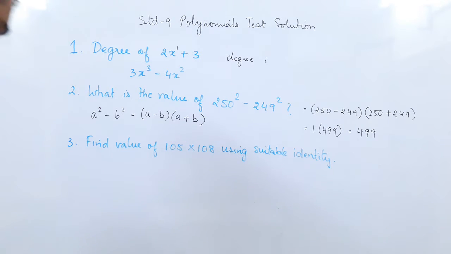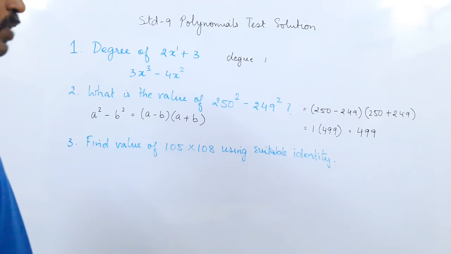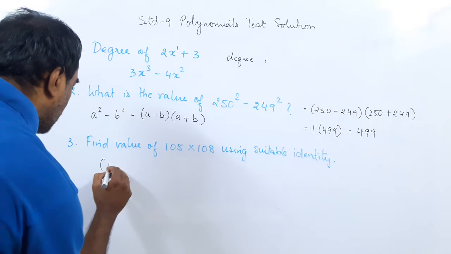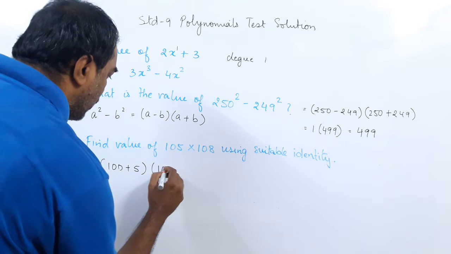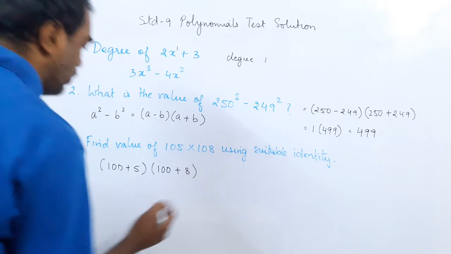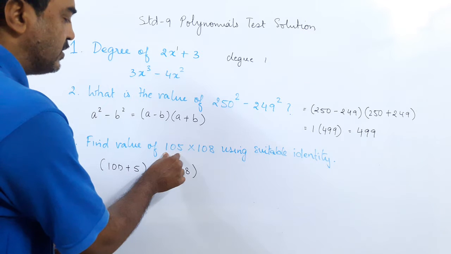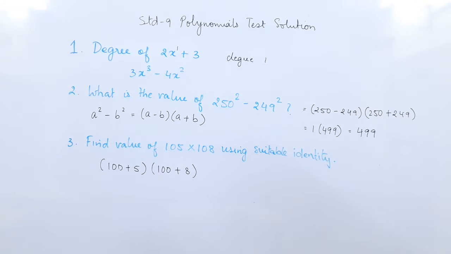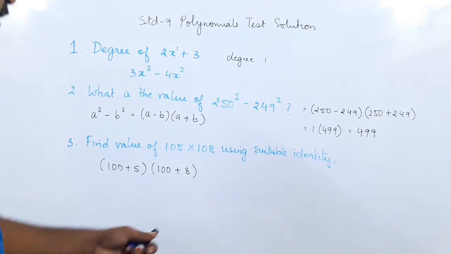So here you can see the numbers. This is 105 and 108. Now you know the multiplication of 100 is much simpler. So I will write 105 as 100 plus 5 and 108 as 100 plus 8. Suppose you have got a 92 here, then you can write 100 minus 8. Suppose you have got a 97 here, you can write 100 minus 3. So I have written 105 as 100 plus 5, 108 as 100 plus 8.